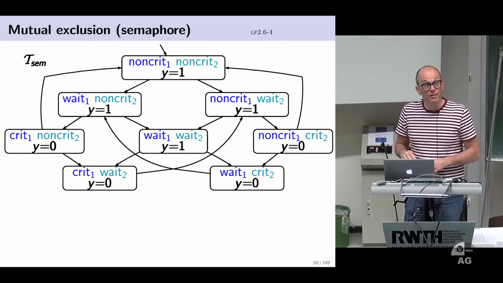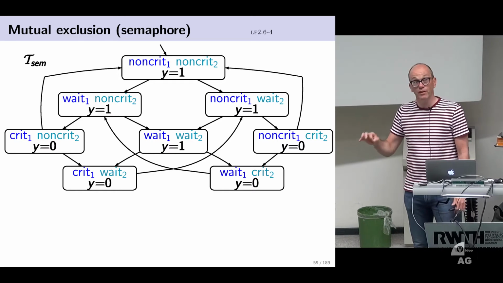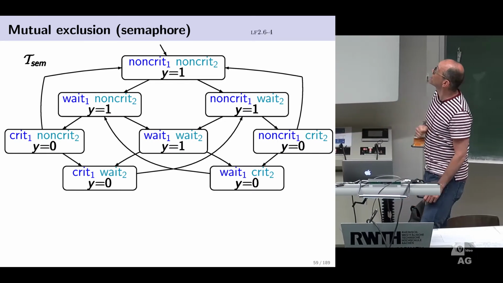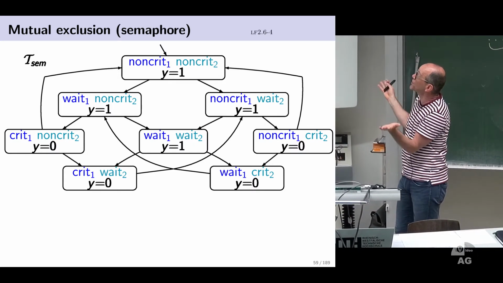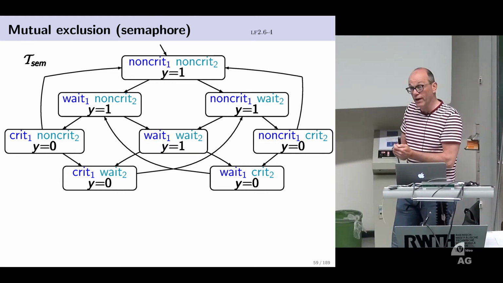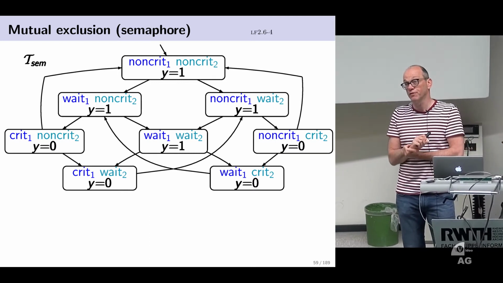Good. Another example, a second example to motivate why we need fairness. This is the model where we used 2 processes, and we use a semaphore, a binary semaphore y, to control the access to the critical section.